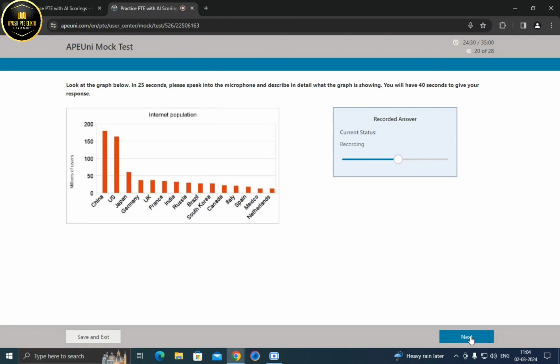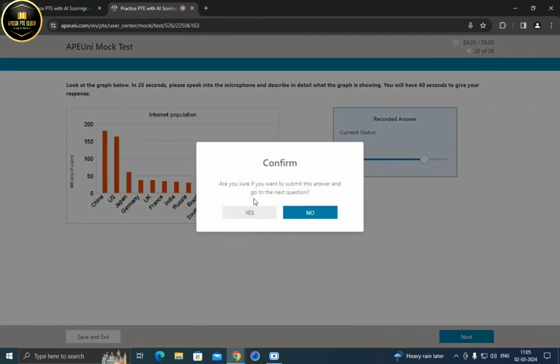Maximum area was covered by China and minimum was covered by Mexico and Netherlands. There are different colors used as in red, black, and white. Overall, this image was about internet population.